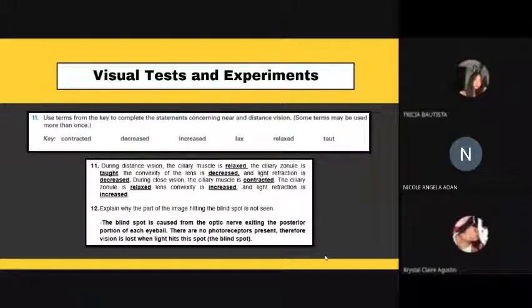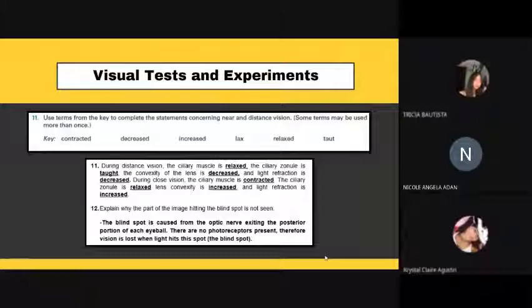Visual tests and experiments. For number 11, during distance vision, the ciliary muscle is relaxed, the ciliary zonule is taut, the convexity of the lens is decreased, and the light refraction is decreased. During close vision, the ciliary muscle is contracted, the ciliary zonule is relaxed, lens convexity is increased, and the light refraction is increased.